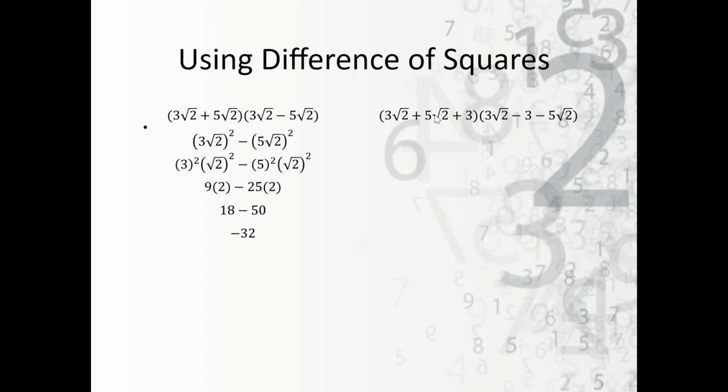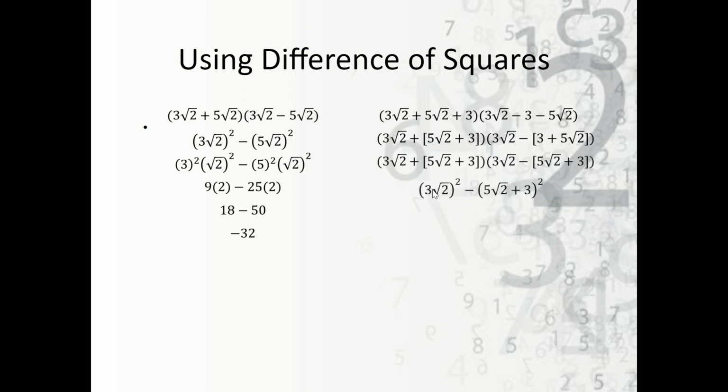This one says 3 square root of 2 plus 5 square root of 2 plus 3, times 3 square root of 2 minus 3 minus 5 square root of 2. Well, what we should notice is if we were to group this part here and this part here, it still becomes a plus b times a minus b. So if we rewrite this, this is 3 square root of 2 plus, and then 5 square root of 2 plus 3. And this is 3 square root of 2 minus 3 plus 5 square root of 2. So if we reorder these, which we could, then we see that this is our a, and this whole thing here is our b. So we can rewrite this as 3 square root of 2 squared minus 5 square root of 2 plus 3 squared.